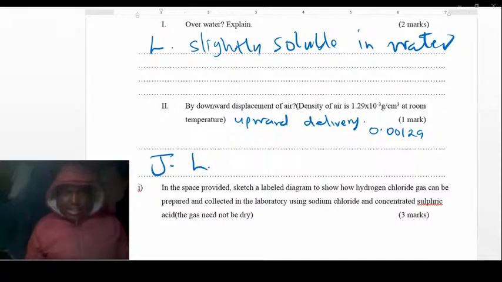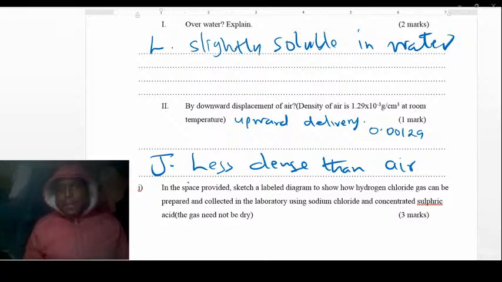Why? It is less dense than air, because any gas that is less dense than air is going to be collected by upward delivery. So you can see now the way they combine a question and bring Form 1 work inside. This is the periodic table that has gone to chemical families, and from chemical families they have taken you back to Form 1. So you need to understand this concept from Form 1 to Form 4 in chemistry for you to be able to answer these questions.